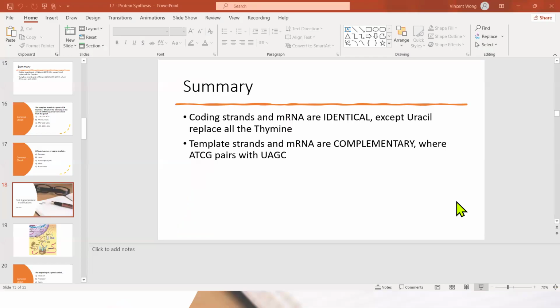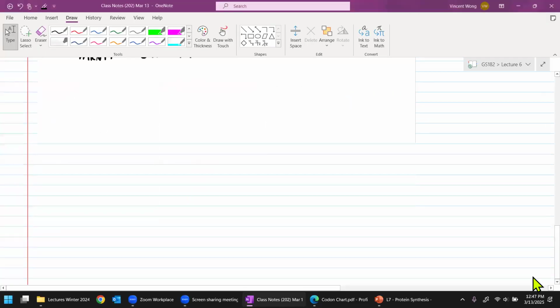Okay. Let's take a quick note. This is called post-transcriptional modification.